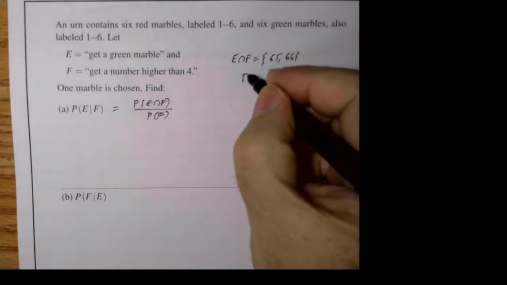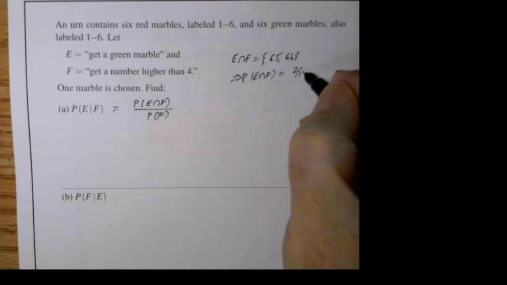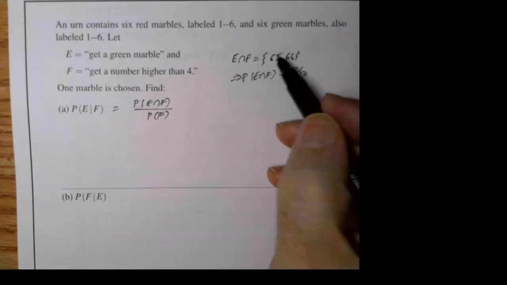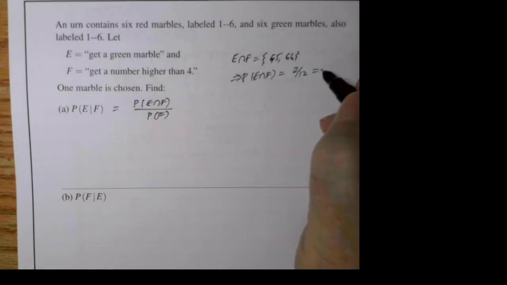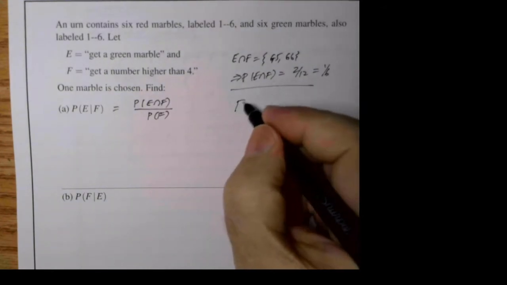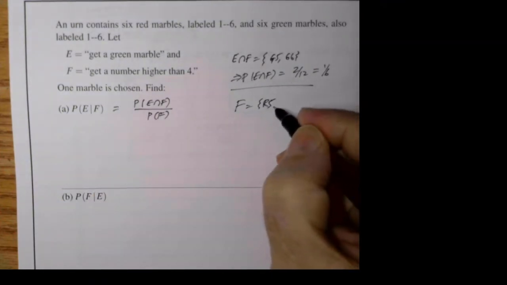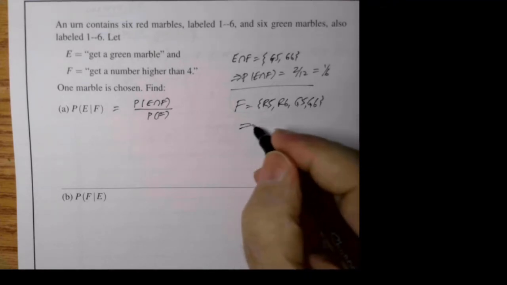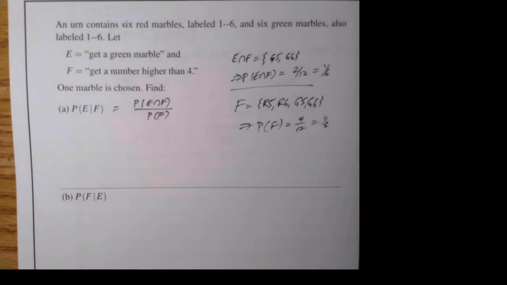So this says the probability of E intersect F is 2 out of 12. There are 12 outcomes altogether, the 12 marbles. They're all equally likely. 2 of them are in this set, this event E intersect F, and so 2 twelfths or 1/6. What about F? What's in F? F is the event get a number higher than 4, so that could be the red 5, the red 6, the green 5, or the green 6. And so probability of F is easily 4/12 or 1/3.